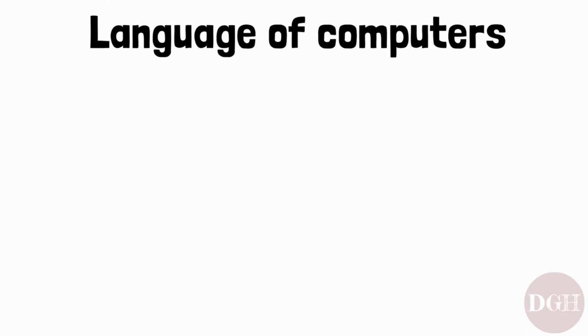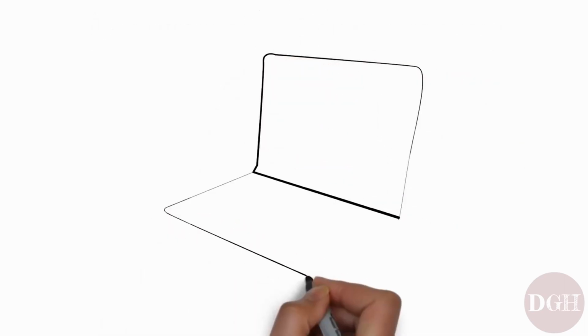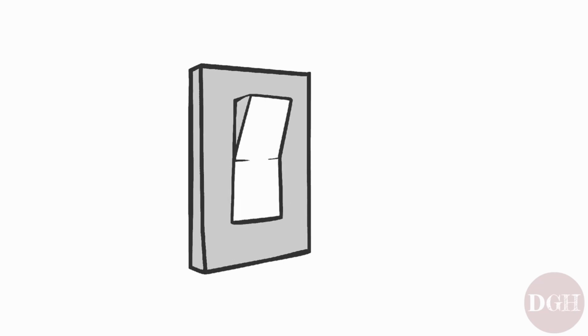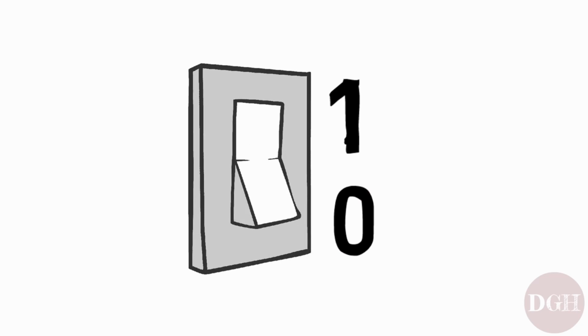Welcome to this presentation about the language of computers. The first thing to know is that in the most fundamental sense, computers really only understand two things, on and off, which in computer language are represented by the numbers 1 and 0. This language, made up of just ones and zeros, is called binary.